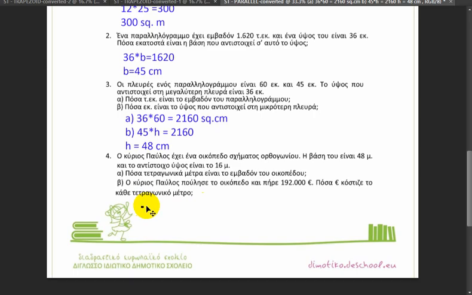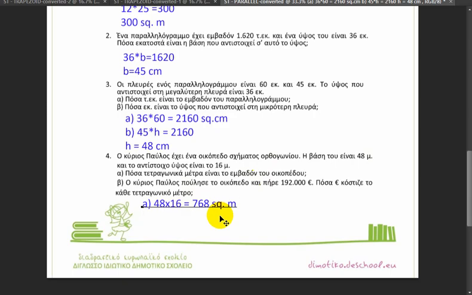So we are going to do 48 times 16, which makes 768. And this is in square meters because all these on both sides are in meters.